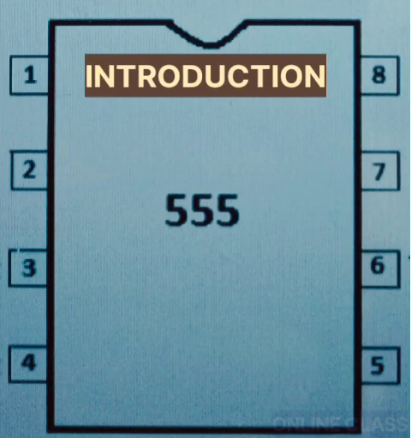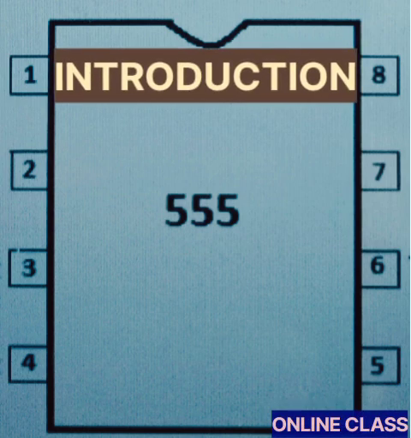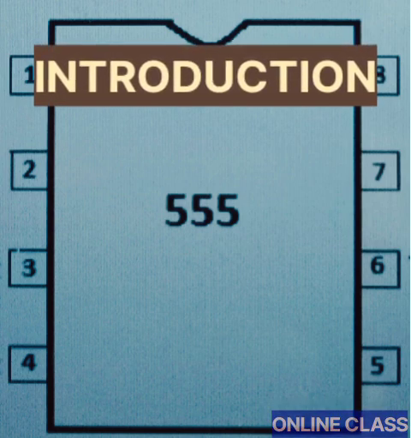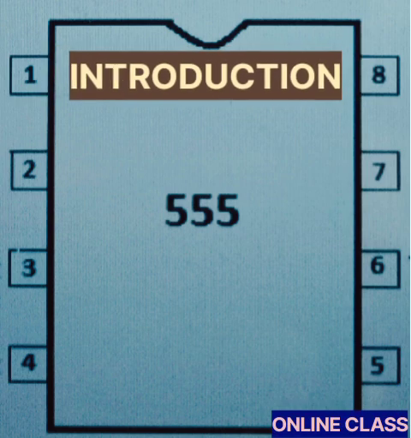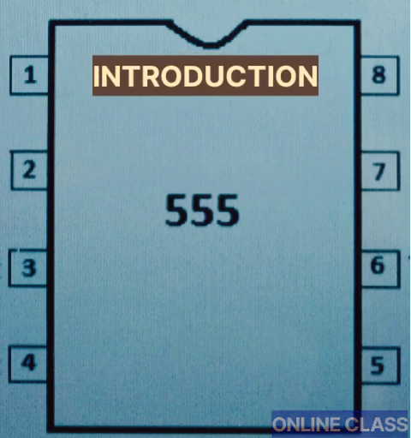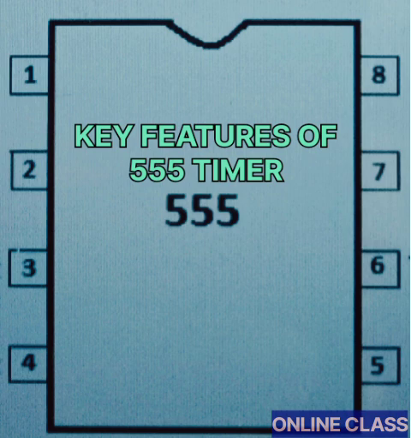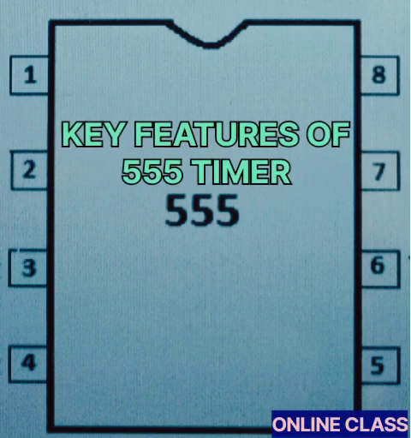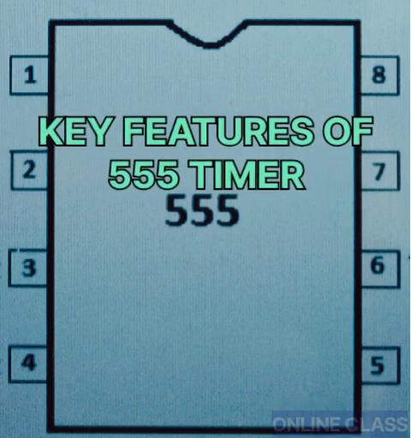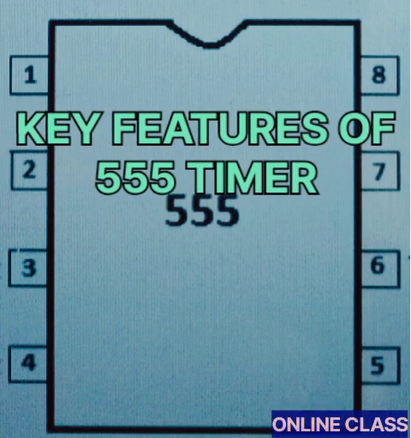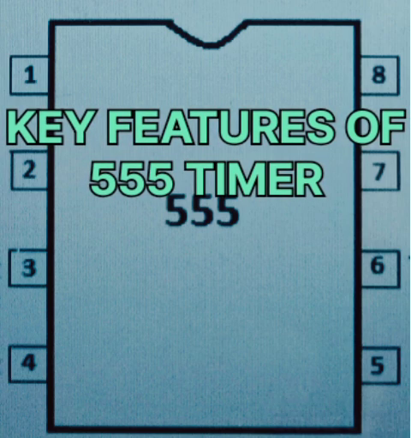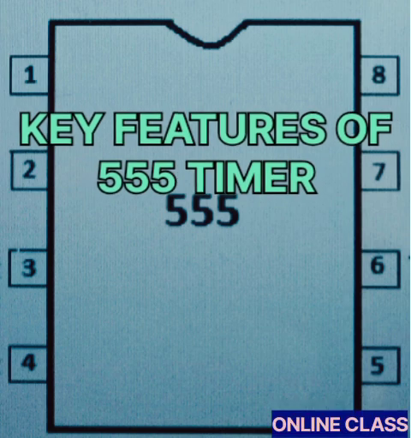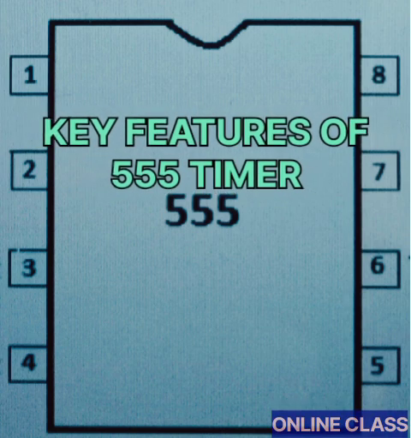The 555 timer IC is a fundamental component found in nearly every electronic circuit today. It can function as either a flip-flop or a multi-vibrator depending on its configuration. Key features of the 555 timer. Number 1. It operates with a broad supply voltage range of plus 5 volts to plus 18 volts. Number 2. It can sink or source a load current of up to 200 milliampere.